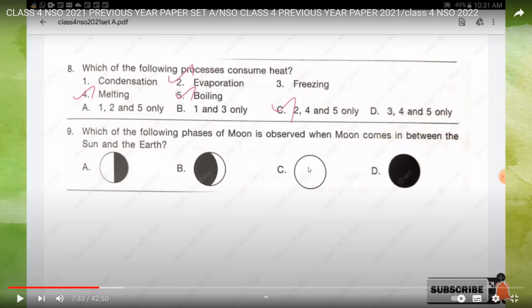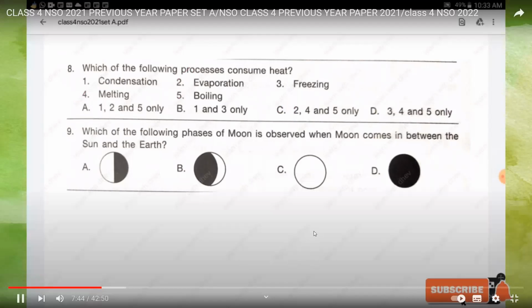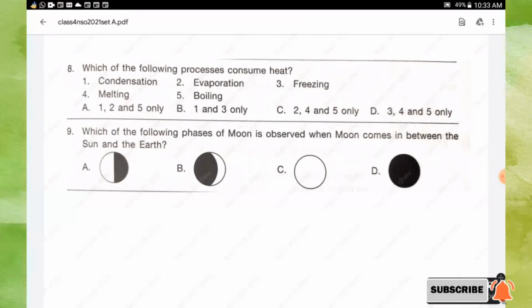Now tell me the last one, beta. Ma'am, option B. Question number 9. Which of the following phases of the moon is observed when the moon comes in between the sun and the earth? The new moon phase will occur when the moon comes in between the sun and the earth. Hence option D is the right answer for this question.